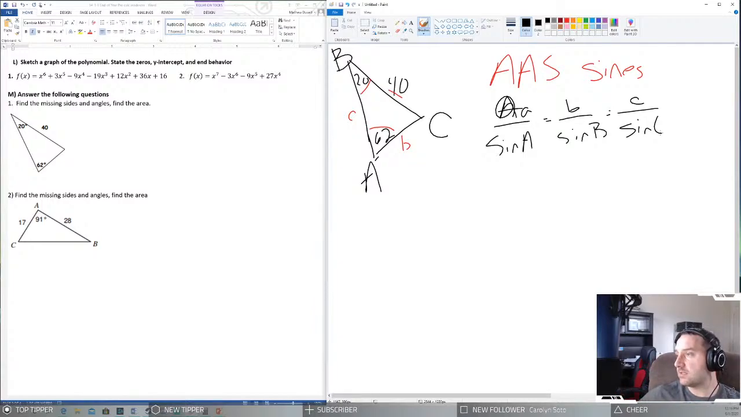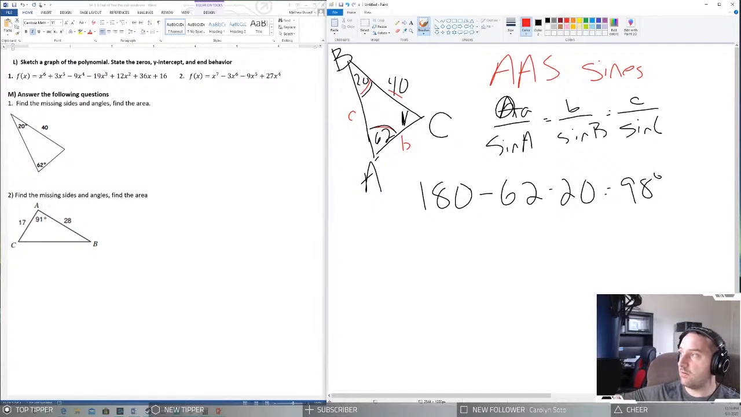So in this instance, I first need to find angle C, and I can do that because all the angles of a triangle need to add up to 180. So 180 minus those two, that's going to be 98 degrees. So I know that this is going to be 98 degrees. Now to find B and C.